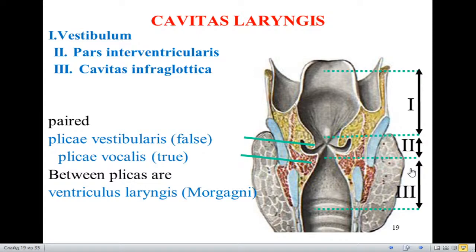These regions are separated by paired plicae, which are the plica vestibularis, the false plicae, we can call them false, and the plica vocalis, which are the true vocal folds. Between the plicae are the laryngeal ventricles, or Morgagni ventricles. Here they are in the slide.